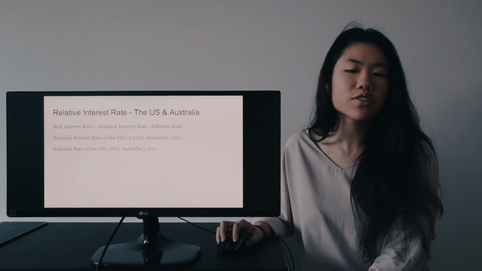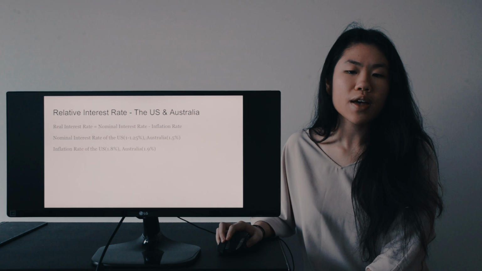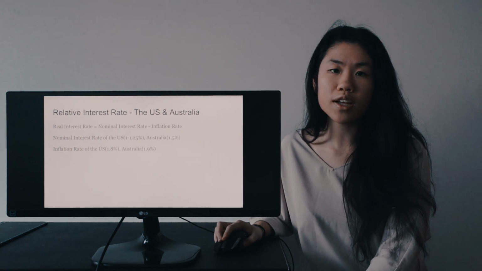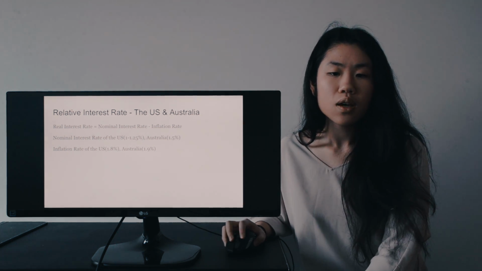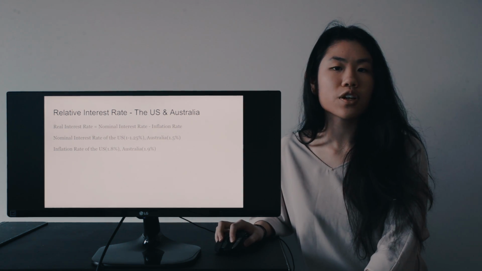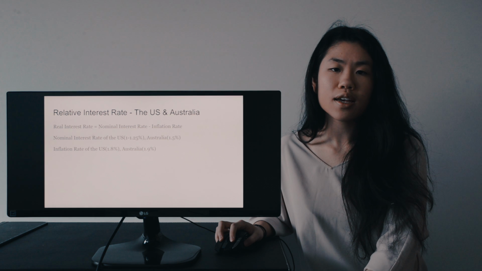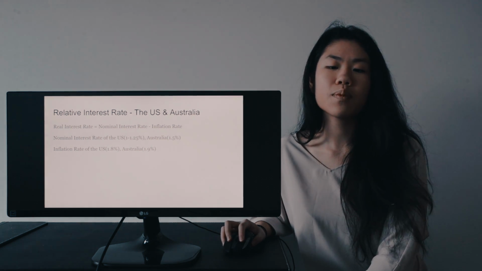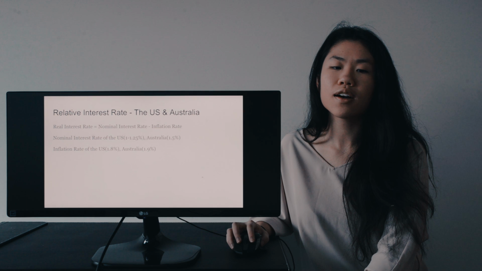And so from a traditional point of view, a country with high interest rates tends to be more attractive to foreign investors, which increases the demand for the dollar and also the relative value of the currency. Since Australia has the higher interest rate, it should be more attractive to foreign investors.